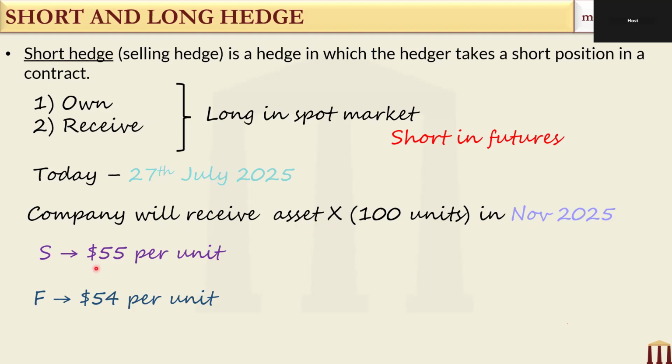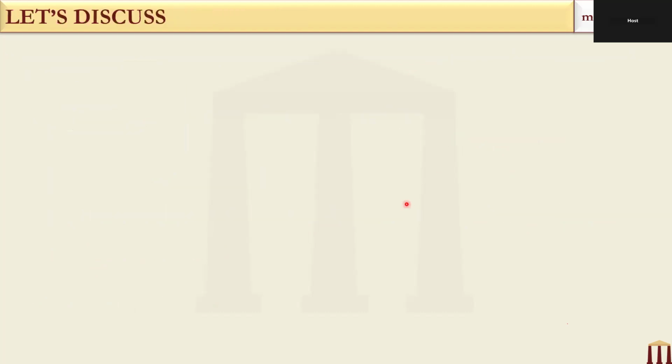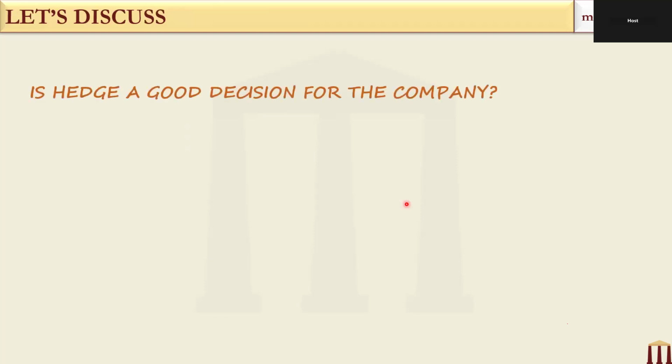So let's say today it is 55, and the company is worried that when it receives the asset in November, the price might fall down to maybe 50, 48, 47, or 45, anything like that. Okay. So the best way out for the company is to go short in the futures to lock in its price. So let's see the scenarios. If the company is hedging, is hedging a good decision for the company? Let's see if the prices fluctuate.